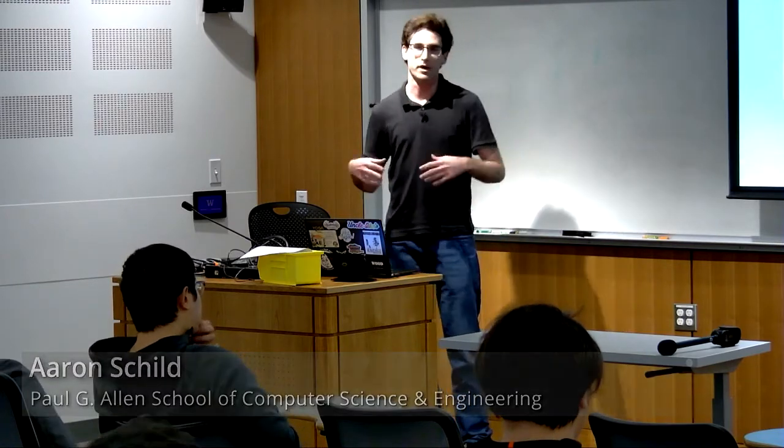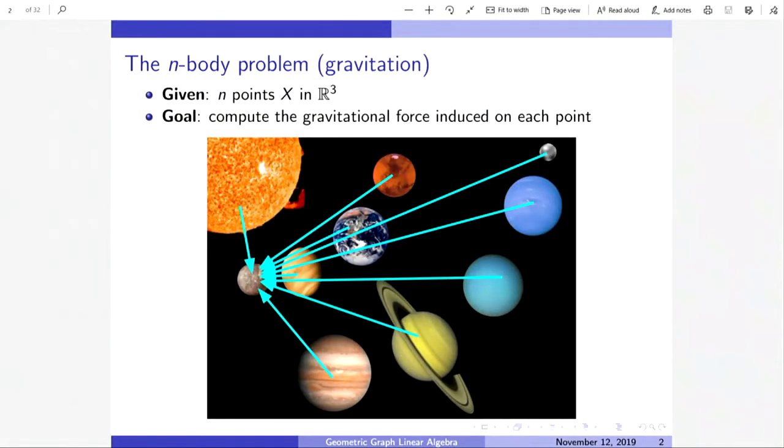So there are a few different ways to motivate these problems, but let's look at the classic way. The classic problem is what's called the n-body problem. In the n-body problem, we're given n points in R3, and we'd like to compute the gravitational force exerted on each point by all of the other points. So for example, we'd like to compute the amount of gravitational force on Mercury due to all of the other planets, which are obviously not in the right locations here.